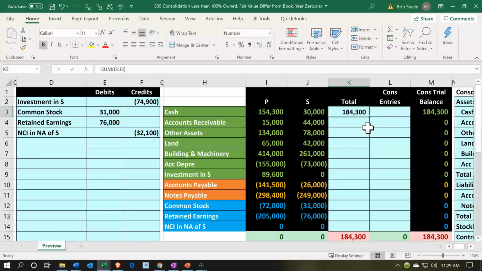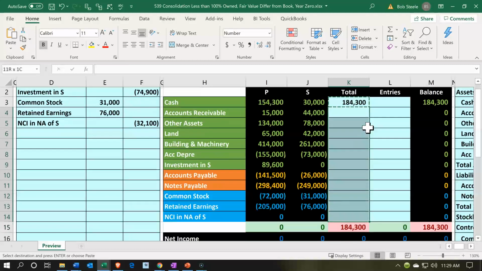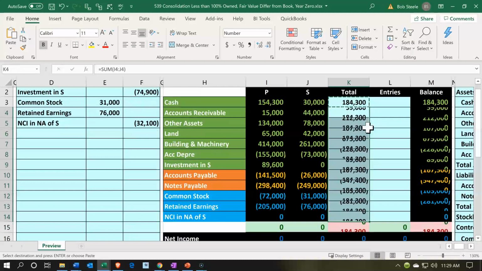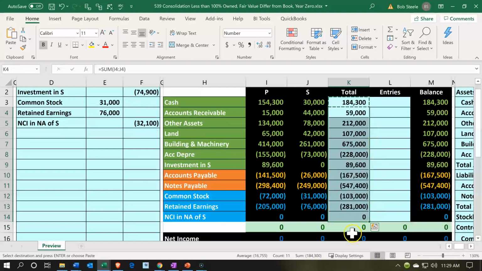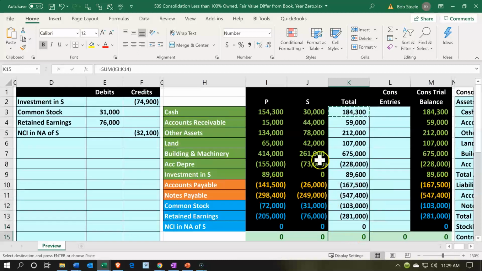And then I'm going to go on this one and say Control C, down arrow, holding down Shift, down, down, down, down, down, up. Control V, pasting it. That puts us back in balance down below. Let's post out our journal entry now.